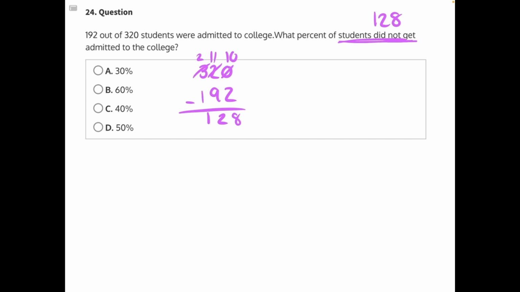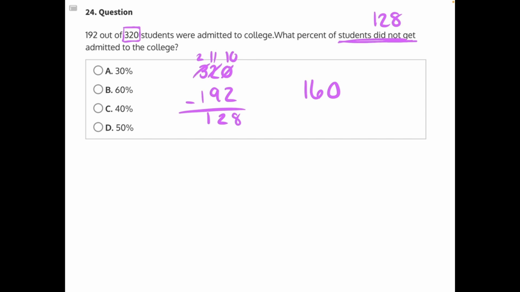and before we do any more math, we can actually use all the information we have currently to eliminate some answer choices. To do that, we'll need to find what is half of our total number of students. Well, I know half of 32 is 16, and if I add a 0 onto that, we will have half of 320, which would be 160.